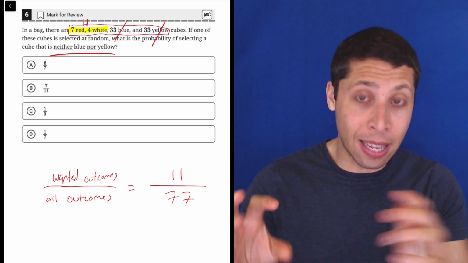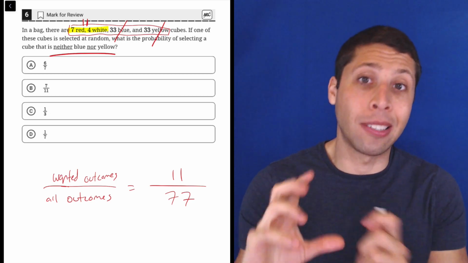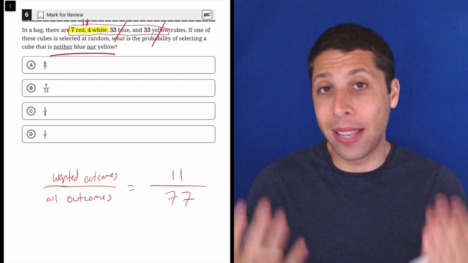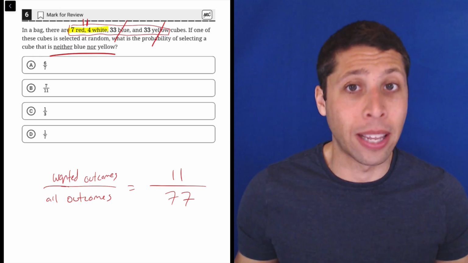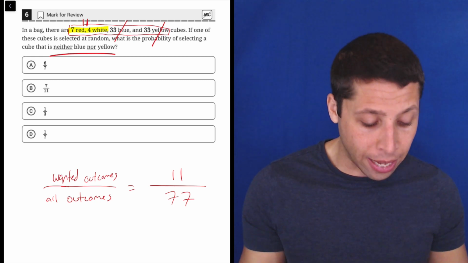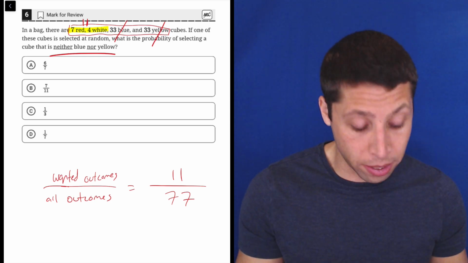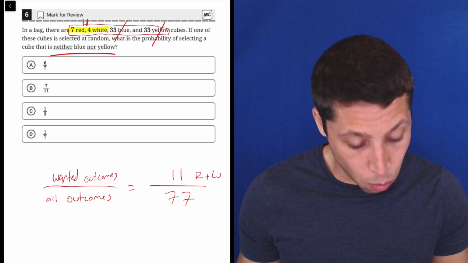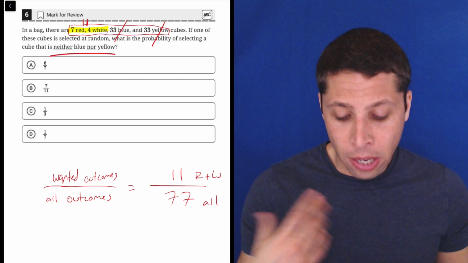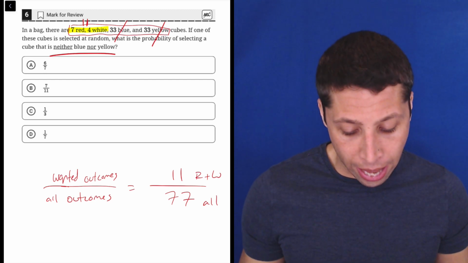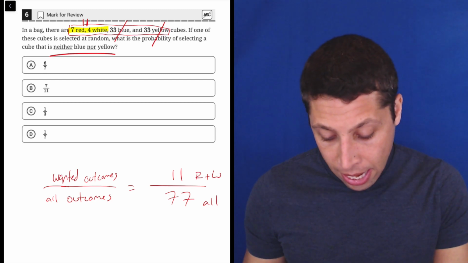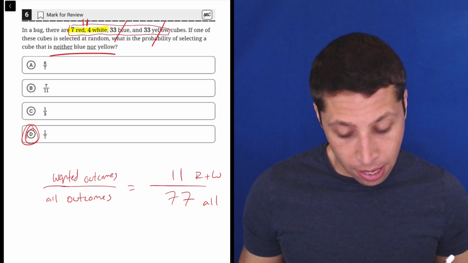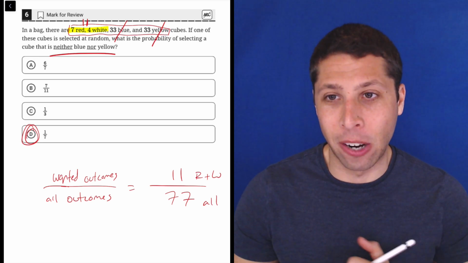So we could get the amount of blues and yellows and then subtract that from 1, but I don't think that makes it any easier here. I think that adds a step. So instead, we're just looking at 11 over 77. That's what we want. That's the red and white over all the cubes. So now we just need to reduce this fraction, and 11 out of 77 is 1/7. Just divide 77 by 11, and there you go.